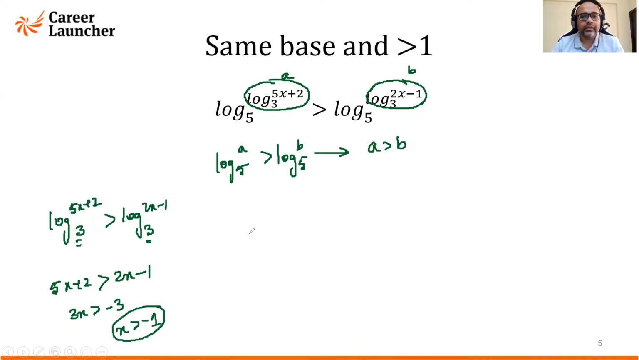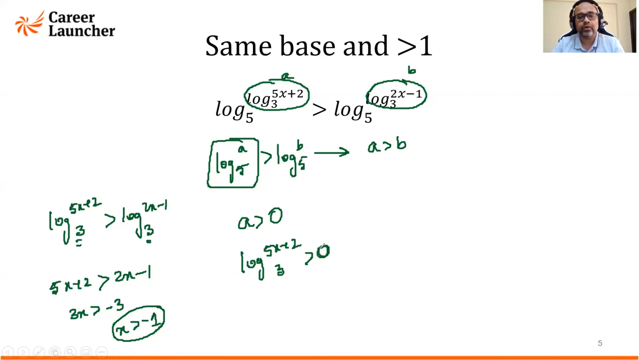But however, before writing or finalizing your answer, also make sure that your logarithms are defined. So when is this log a to the base 5 defined? When your a is greater than 0. If a is greater than 0, it means log of 5x plus 2 to the base 3 should be greater than 0. Right? When is this greater than 0? When 5x plus 2 is greater than 1. Or this gives you x is greater than minus 1 by 5.